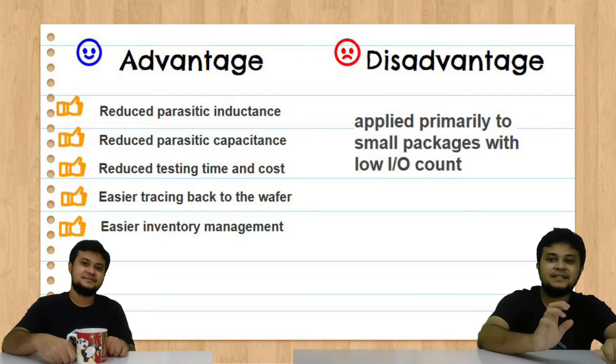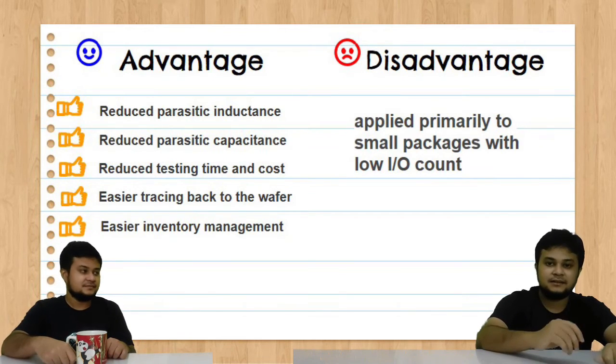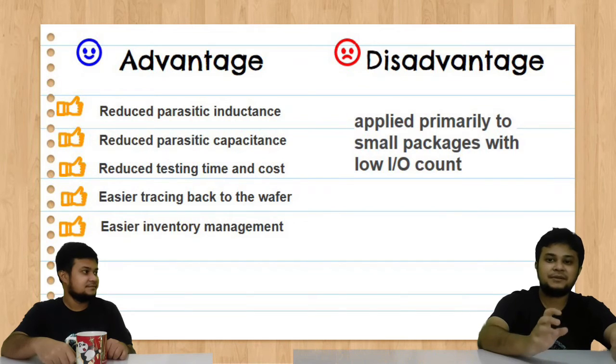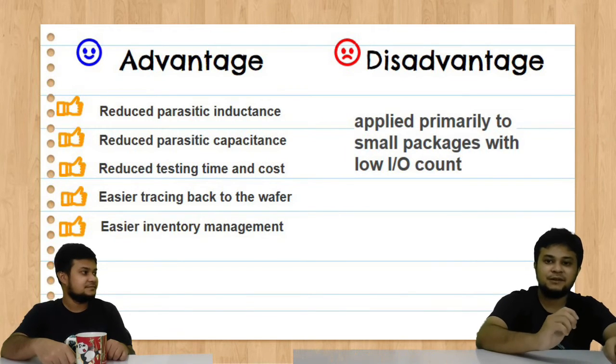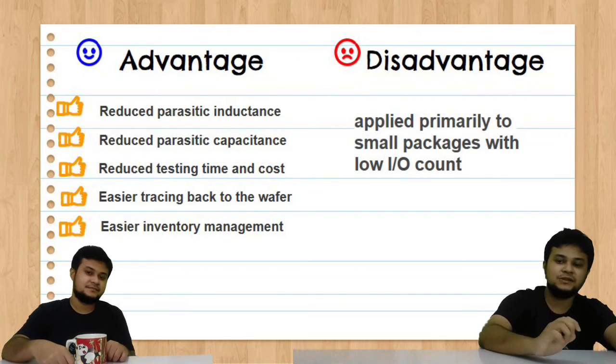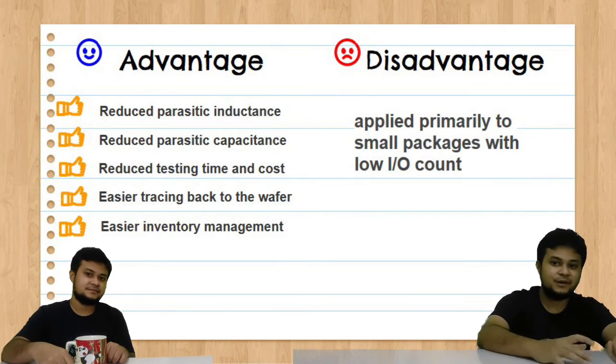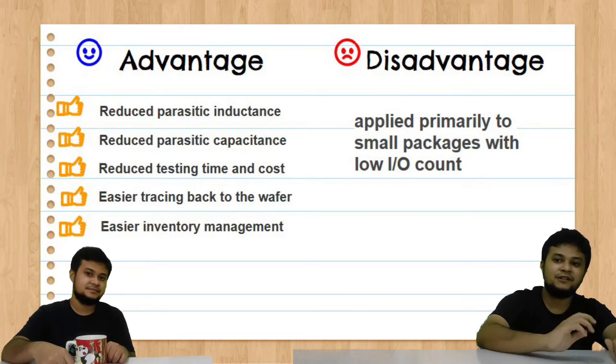Wafer level packaging technology still has a lot of room for improvement. The application is not yet too encompassing, since it is currently applied primarily to small packages with low interconnection count, such as those used in analog, linear ICs, certain types of memories, integrated precision devices, and certain types of controllers.